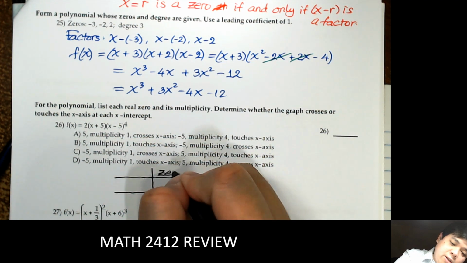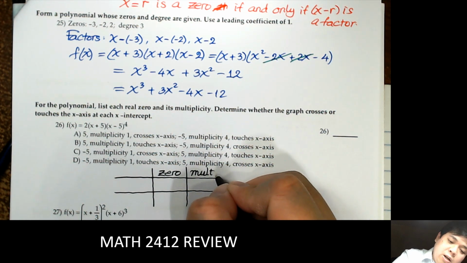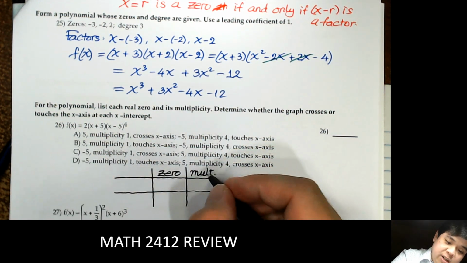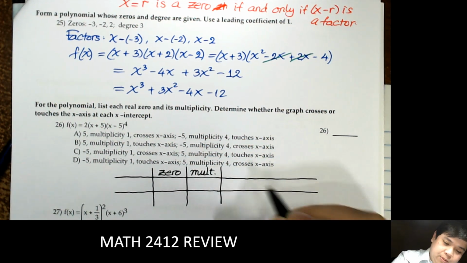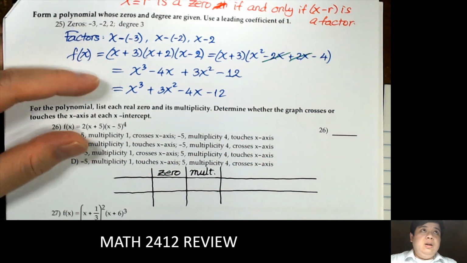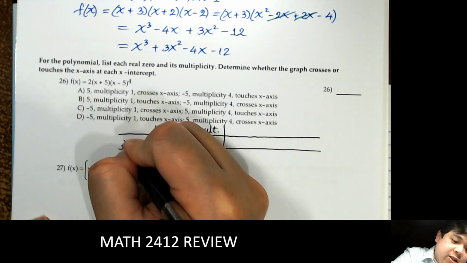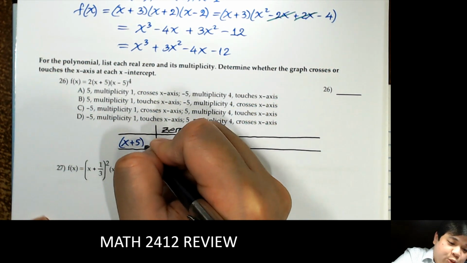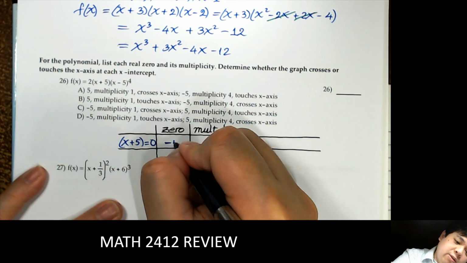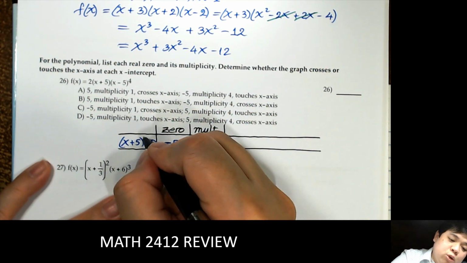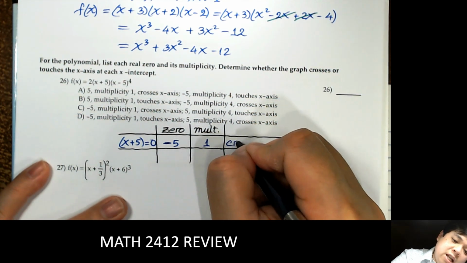Say zeros, multiplicity. Oh, they also ask for the behavior near the x-axis. So we just do this for each factor. X plus 5, if we let it equal to 0, we're going to have negative 5, and multiplicity of 1. If it's an odd multiplicity, it will cross the x-axis.